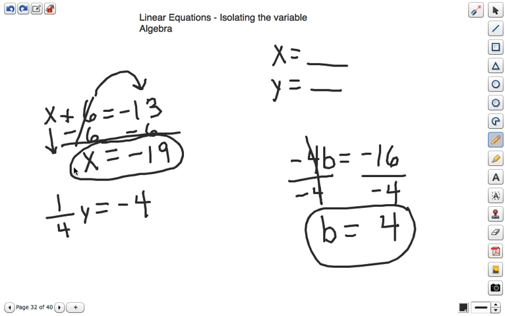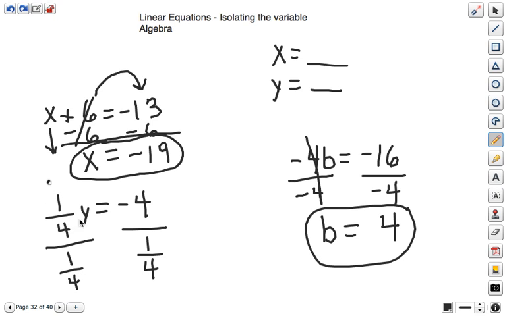All right, let's look at a few with some fractions, because sometimes fractions can be a little more confusing than just regular coefficients. So we're going to have to do the same thing here. We have negative 4y equals negative 4. Okay, we have to do division to solve for y. So we're going to divide by negative 4. Or I'm sorry, by 1/4. So divide both sides by 1/4.